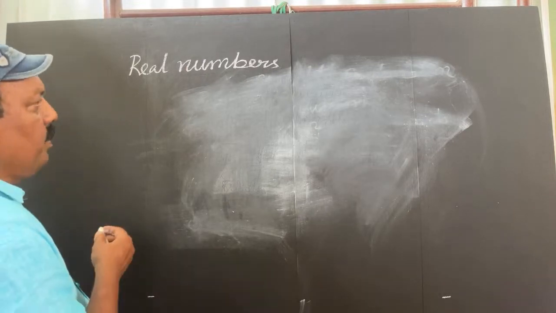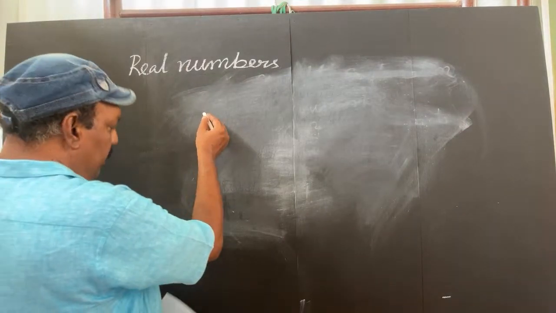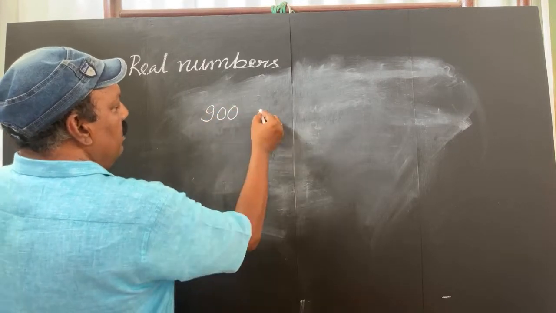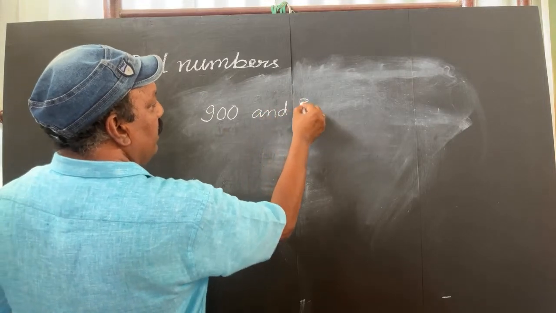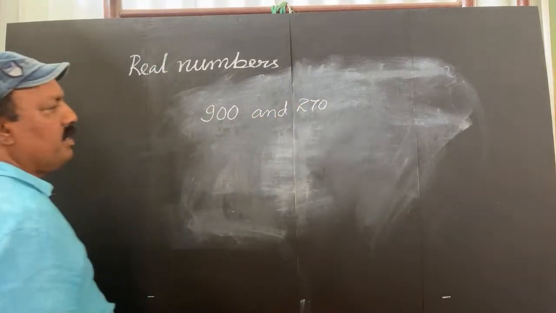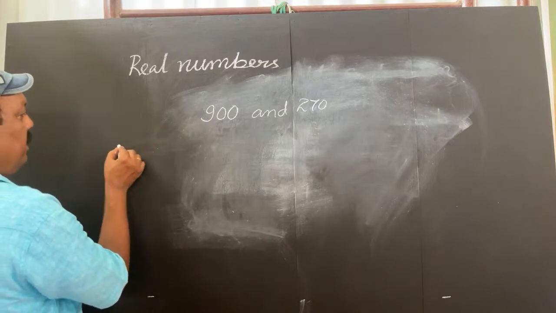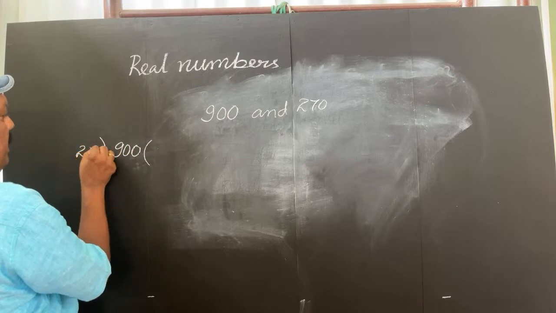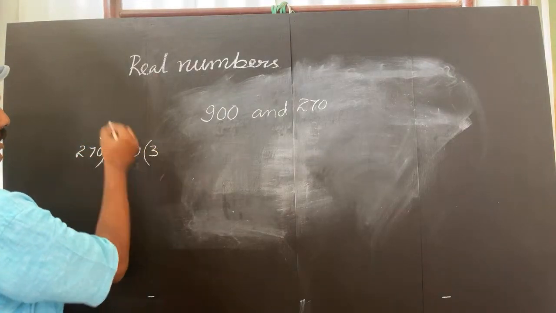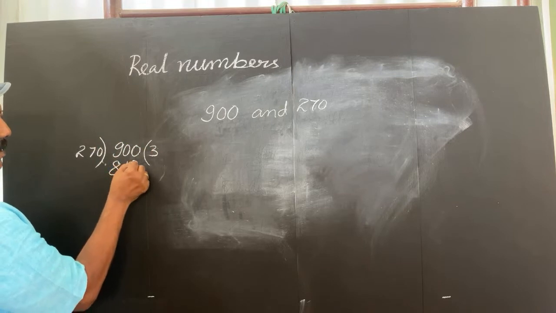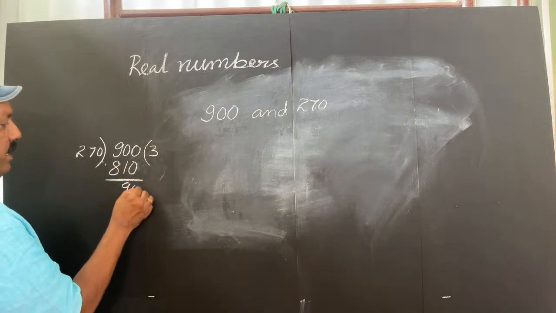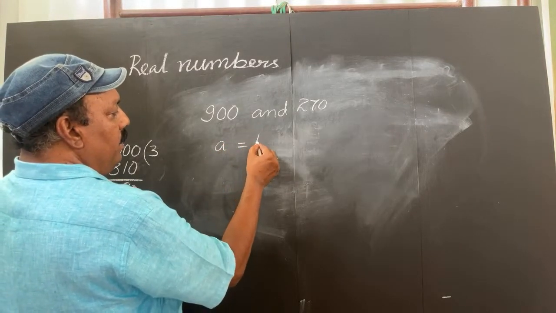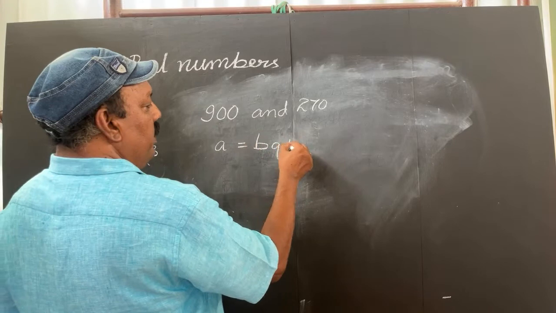Now comes one example I will take here. Take 900 and 270. Which is the bigger number here? 900, which is going to be divided by 270, and in 3 operations it's going to be 810. The remainder is going to be 90. Here we will see Euclid's division lemma formula a is equal to b q plus r.